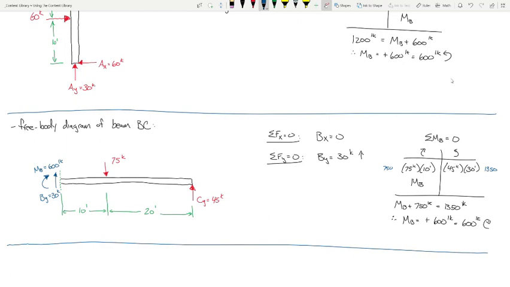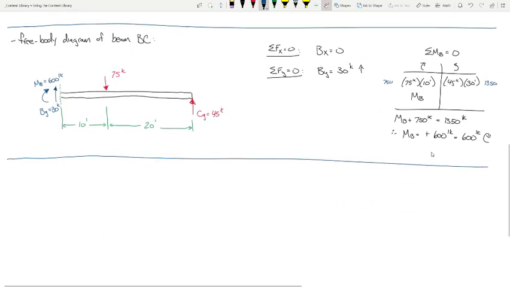Okay. So now the only thing left to do is to construct our shear and moment diagrams. And again, I don't think you're going to find this fairly difficult. So we'll do the odd one first. We'll do the column. That's the new one.